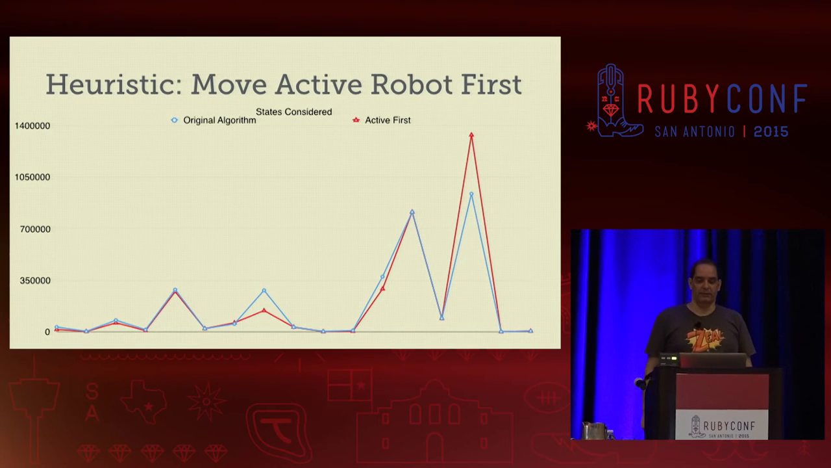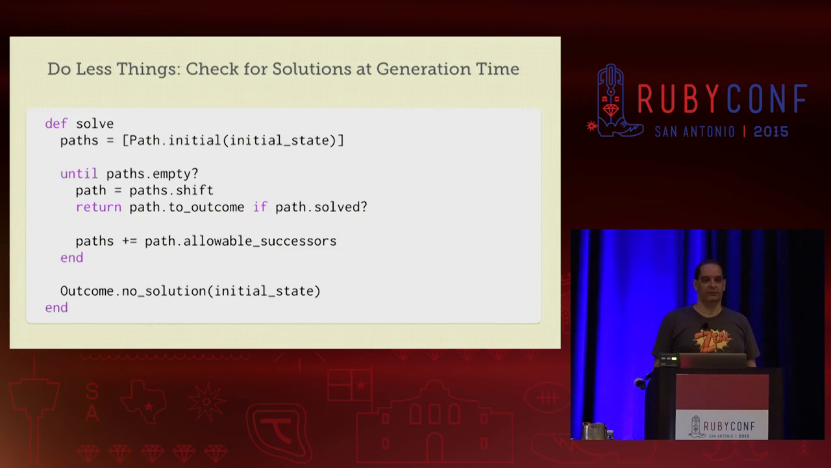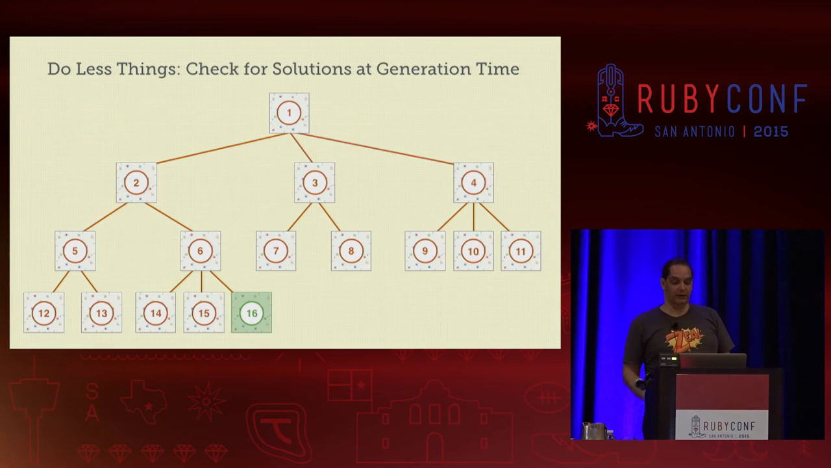So the next thing I realized is that I was checking for solutions later. When I start to process a path, I'd check whether it's a solution. So this is the code we saw a little bit earlier. And so what that's doing is I don't find the solution at node 16 there until I get there in the search. I've gone through all 16 nodes before I get there.